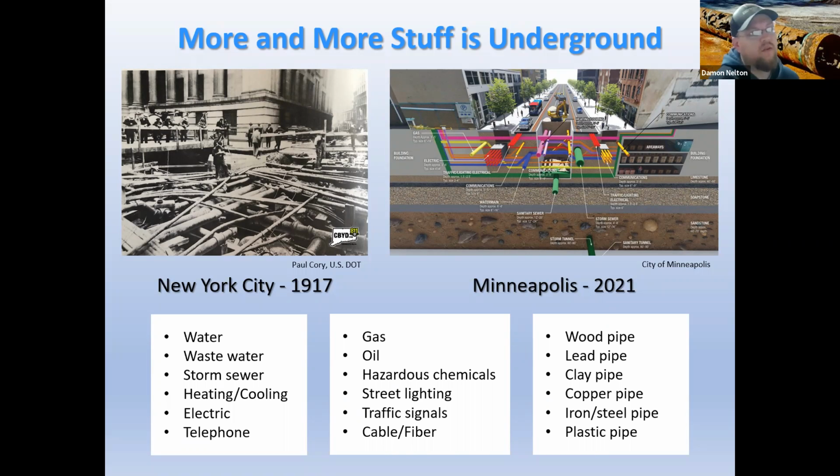Cable and fiber are the newest additions to the party. And because of this, things are continuously being added, and underground infrastructure ages out due to natural deterioration. I don't know the definitive age expectancy of wood, but I know cast iron, as you can see behind me, does not last forever.